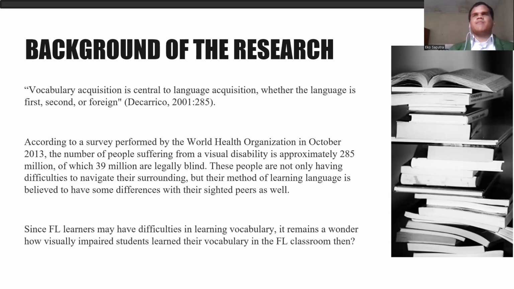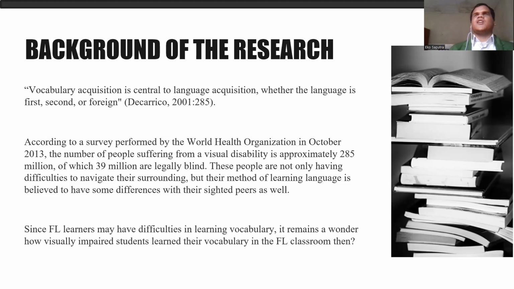And why people with visual impairment? Because according to a survey performed by the World Health Organization in 2013, there are approximately 285 million people with visual impairment, in which 39 million are legally blind. So the question remains, how could people with visual impairment learn a new language, learn new vocabulary? I would like to explore that, and the tool that I would like to use is assistive technology.